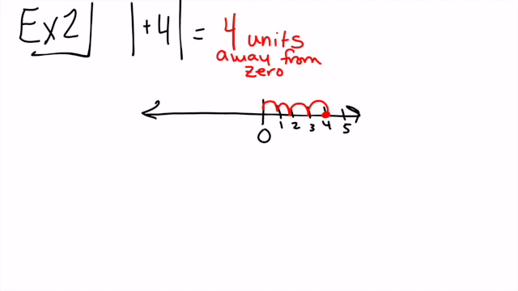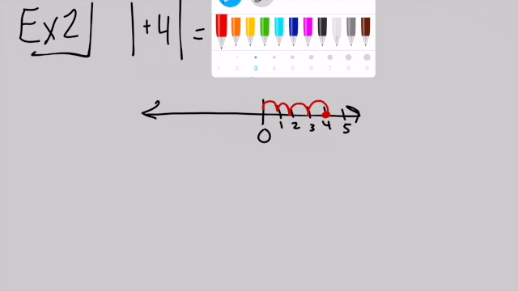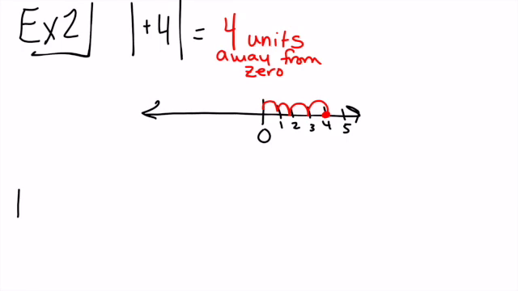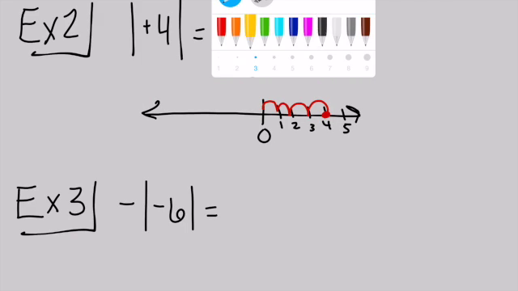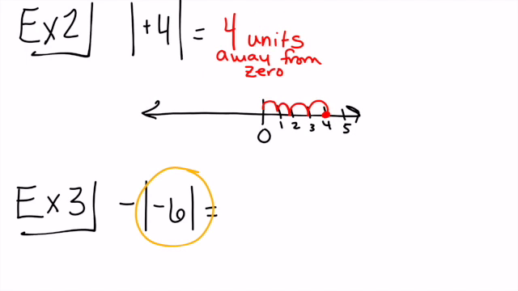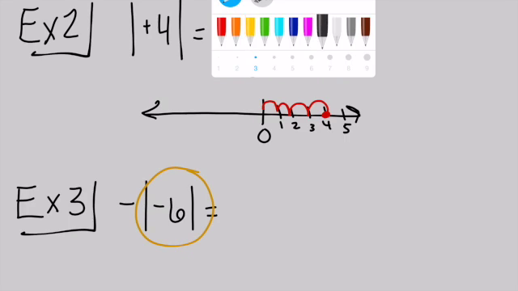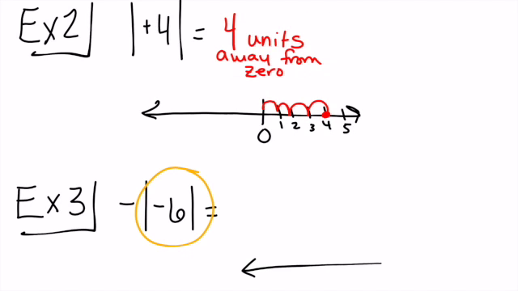All right, the only way this gets any trickier, okay, let's look at example number 3. We're going to do example number 3 and example number 4, and then we'll be done. Check this out. What if I do this? The negative absolute value of negative 6. We're just going to look at the absolute value part first. Absolute value of negative 6.